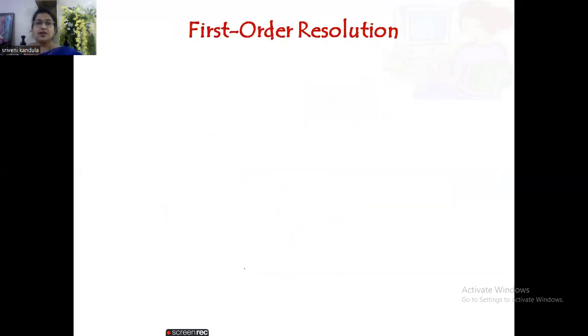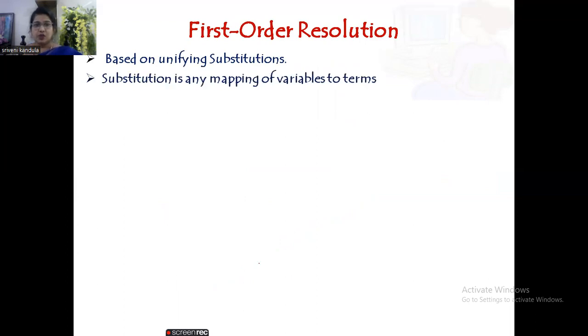Now let us see the first order resolution. This is based on unifying substitutions. First of all, what is a substitution? It is any mapping of variables to terms. That means one particular term we will be replacing or substituting with a variable. For example, here theta is our substitution. Here x is substituted with Bob, that means wherever you see x, that has to be replaced with Bob. And wherever you see y, that has to be replaced with z. Y should be substituted with z, x should be substituted with Bob. That is the meaning.